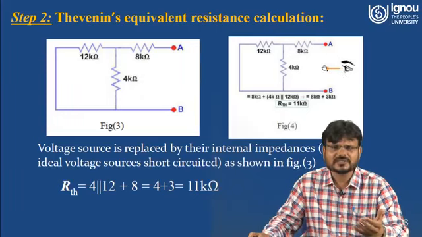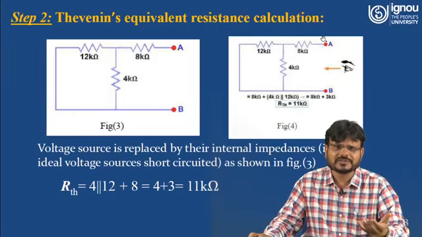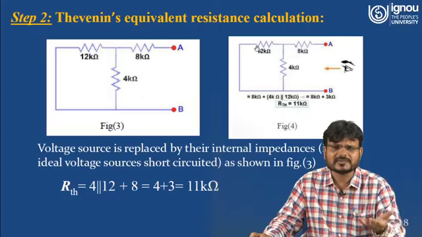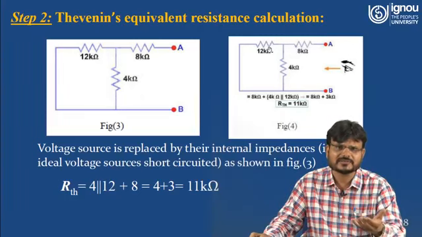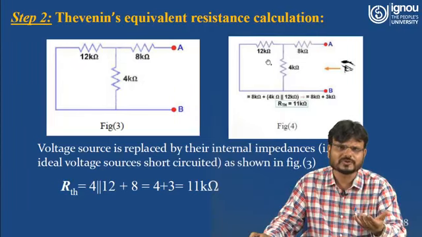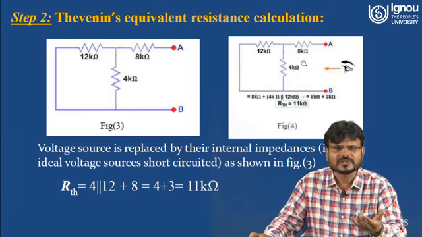Here you can see, just assume that some imaginary current is flowing in this direction, and this current will be divided in this branch and in this branch. Whenever current is divided in two branches, that means these two branches are in parallel. So 4 kilo ohm is in parallel with 12 kilo ohm, and the equivalent of these two branches will be added with 8 kilo ohm.